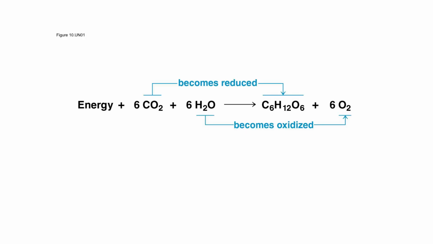We take a look at photosynthesis again. Remember, we're going to use energy in the presence of both carbon dioxide and water to produce glucose and oxygen. In this process, which is a redox reaction, carbon dioxide becomes reduced to glucose and water becomes oxidized to oxygen.